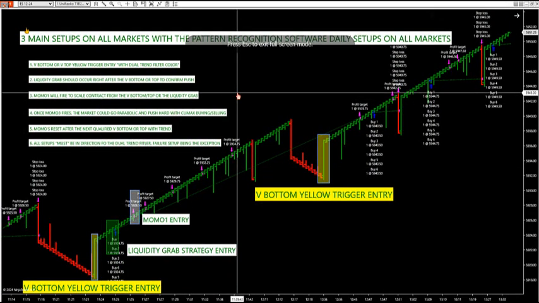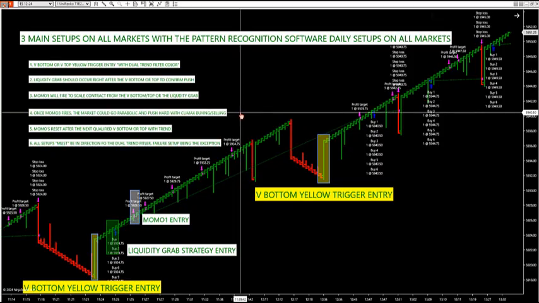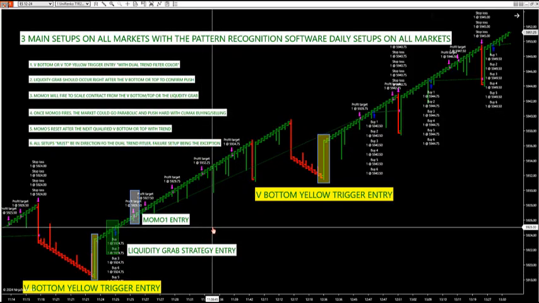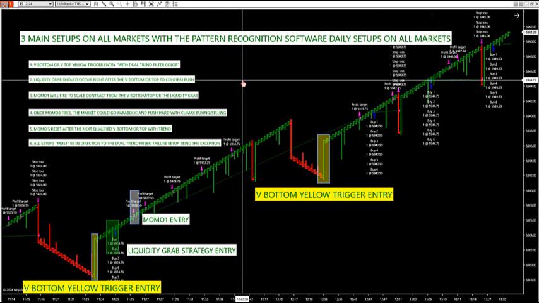I want to go over a quick video on these V-bottoms. What is the process of looking for these setups on a daily basis on all these markets? We had just a great day yesterday in the market on these V-bottoms and the liquidity grabs and the Momos. Let's go over exactly how to find them and how we can utilize them on a daily basis on finding these setups. So we're going to make this just a real quick video.